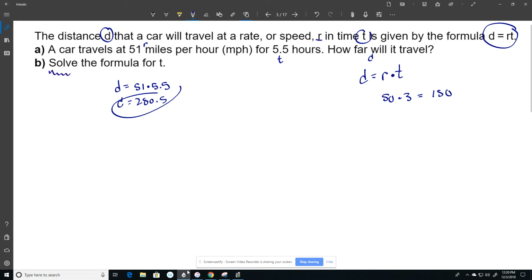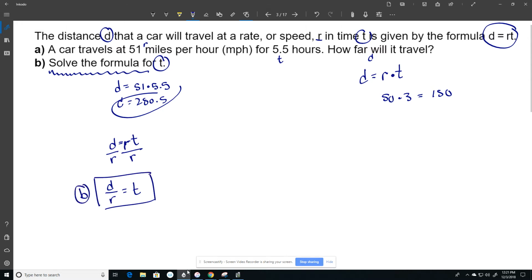Part B is where people have gotten a little bit confused. Solve the formula for T. D equals R times T. It wants us to solve it for T. That doesn't mean there's no numbers involved. I'm solving this formula for the letter T. So all I have to do is get T by itself by dividing by R. So distance divided by speed equals time. And that would be part B. That's your part B. There's your part A.